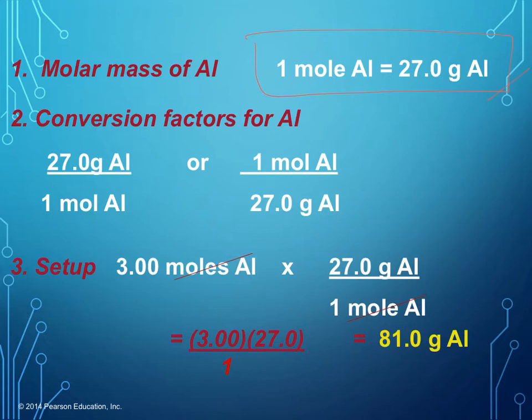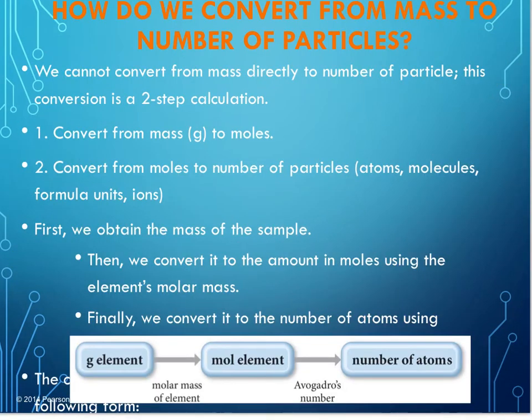So let's go ahead and set up our dimensional analysis. The problem told us we started with 3 moles of aluminum. We know that our molar mass for aluminum from the periodic table is 27.0 grams. We want to make sure we put the 1 mole in the denominator of the conversion factor so that moles cancels out. And we end up with 81.0 grams of aluminum.